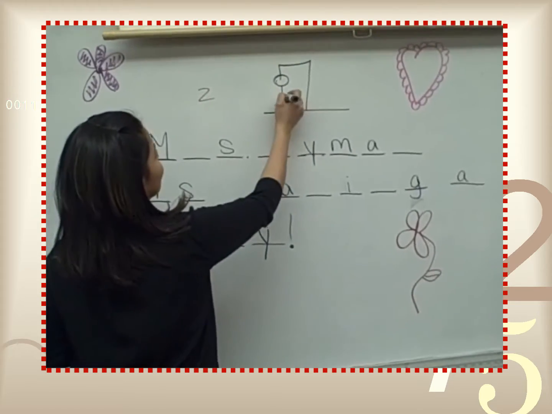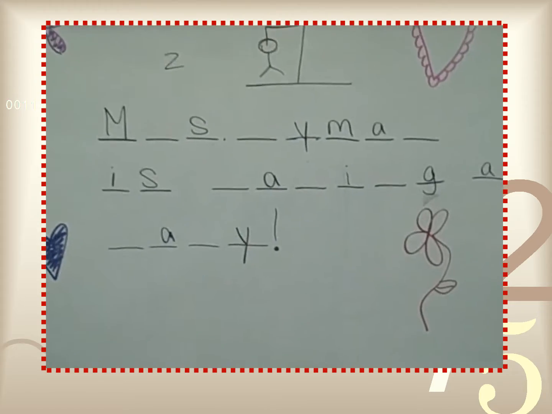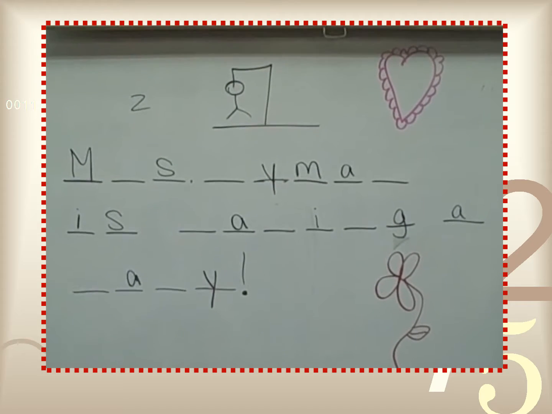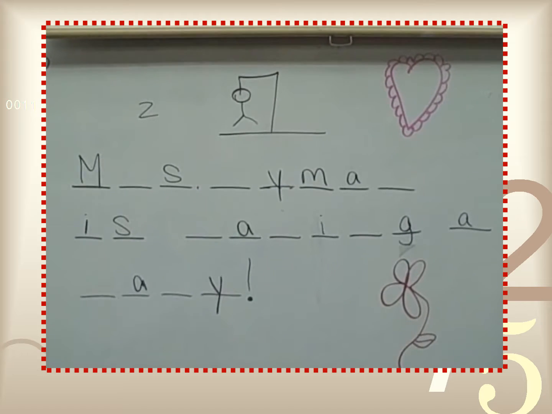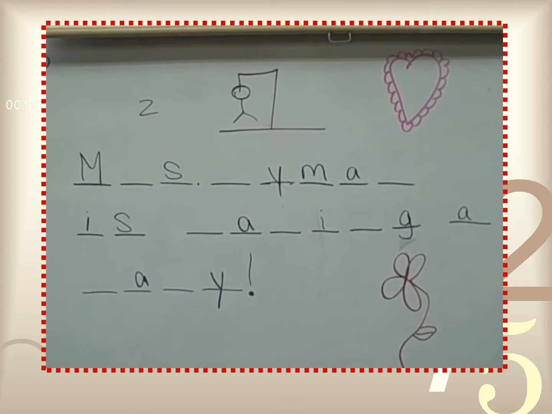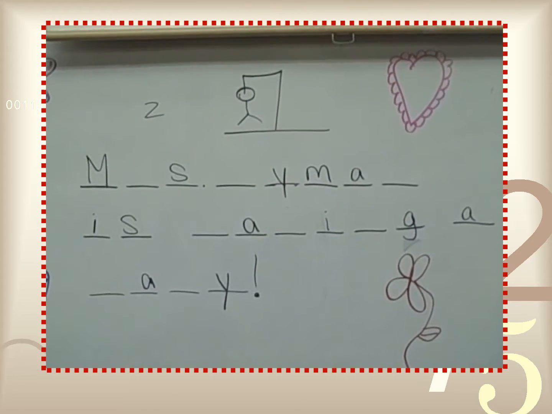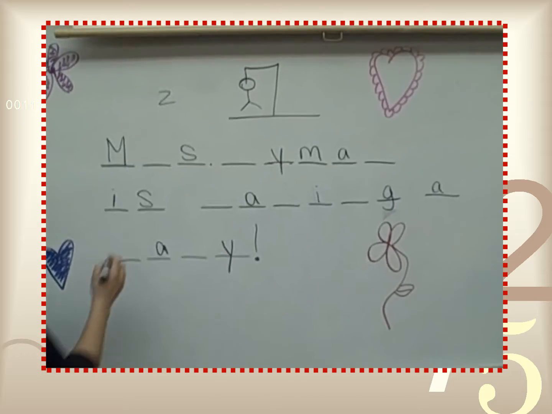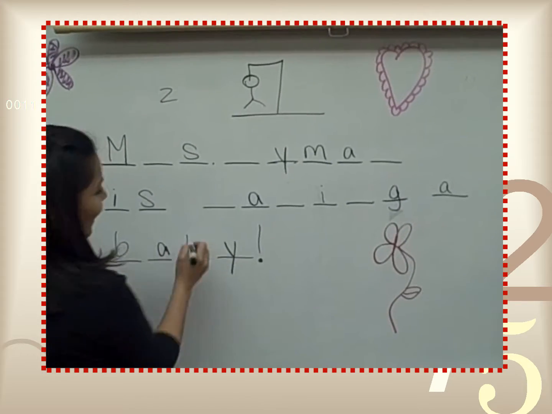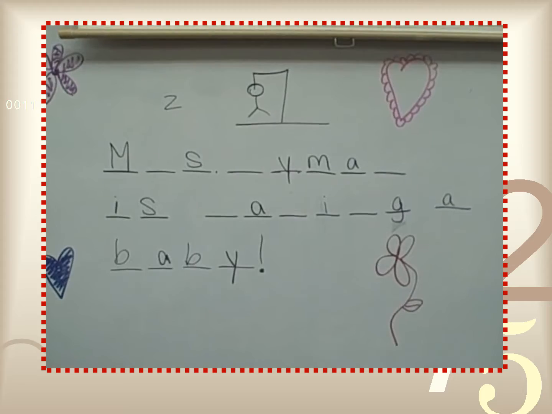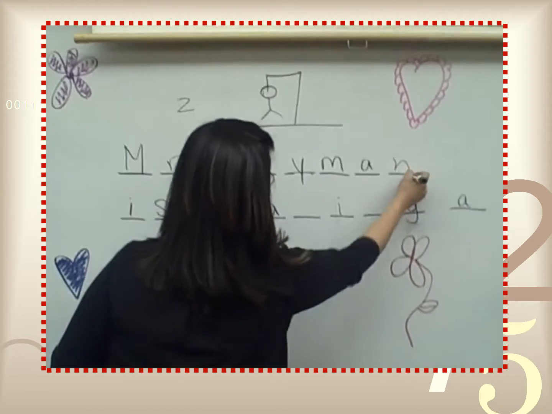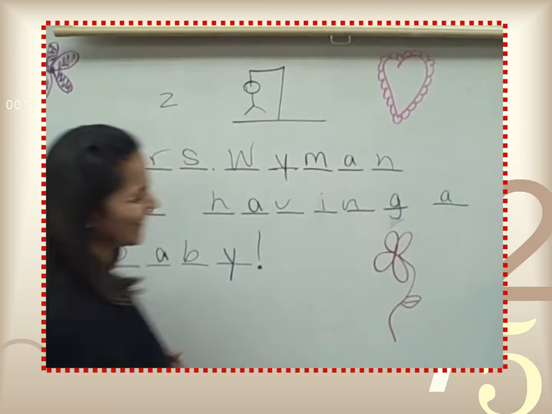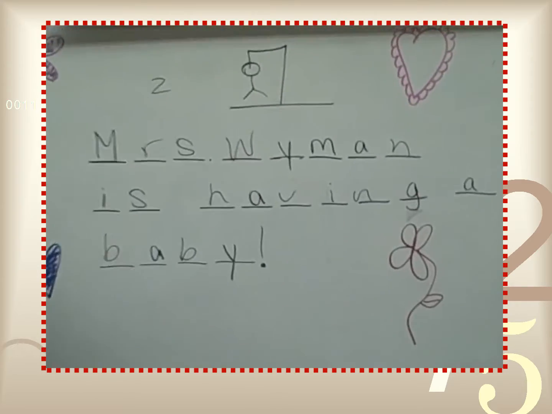No Z's. Oh, let's look at this. See if any of you kids can figure out what this might say. Miss Alfaro, you want to try a letter? Let's try a B. That might give it away. Anyone want to guess? Oh gosh, my guess is, Mrs. Wyman's having a baby! What? Oh my God, Miss Wyman's having a baby.